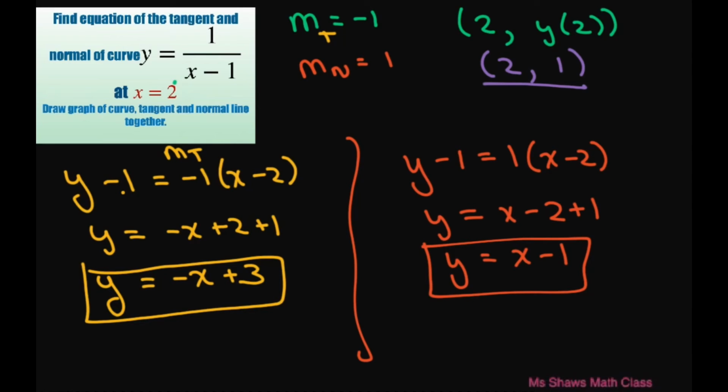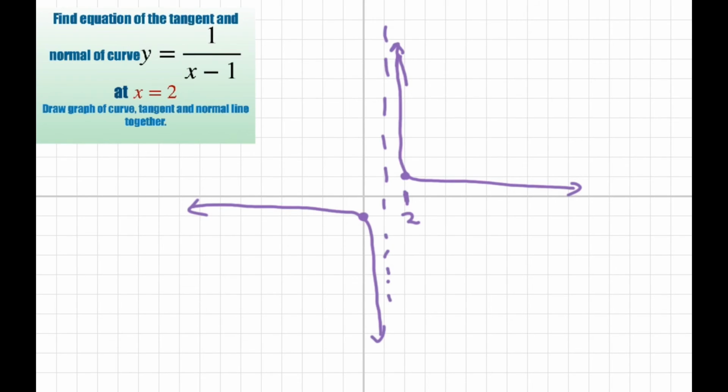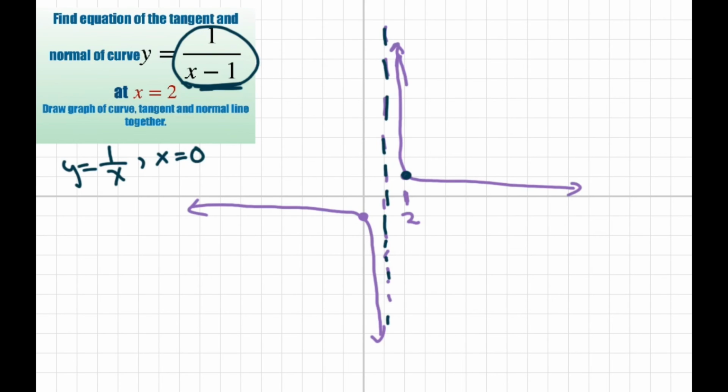All right, now let's graph all this together. I went ahead and sketched the graph here. It's really hard to graph on here. Basically, this is a rational function. 1 divided by x is your parent function, and you have a vertical asymptote at x equals 0. This is a shift to the right by 1, so I just shifted my asymptote over by 1, and then I just graphed the parent function over by 1.